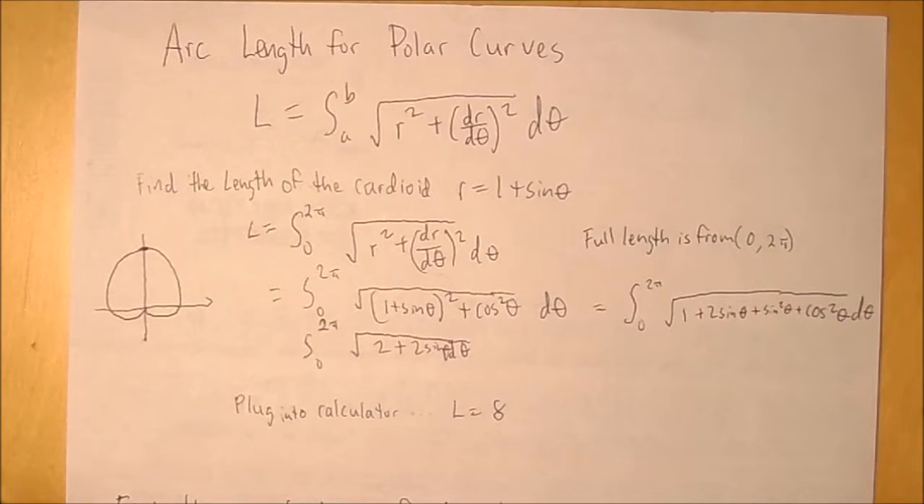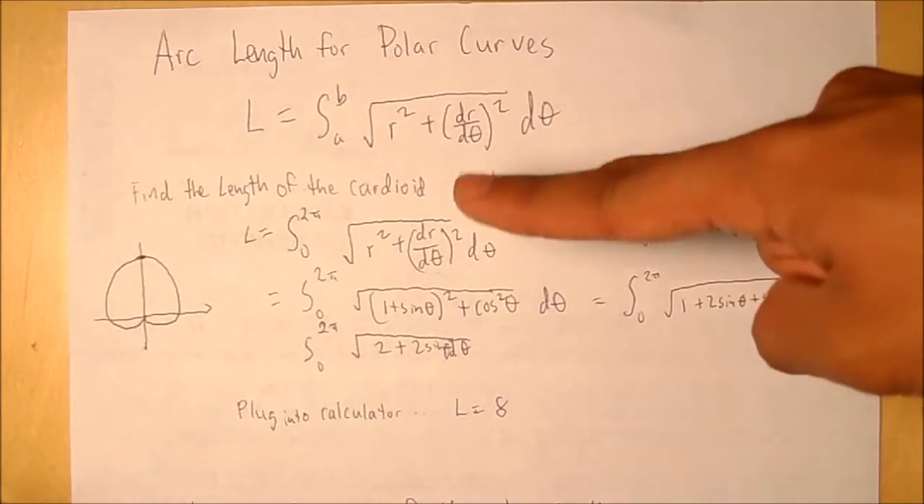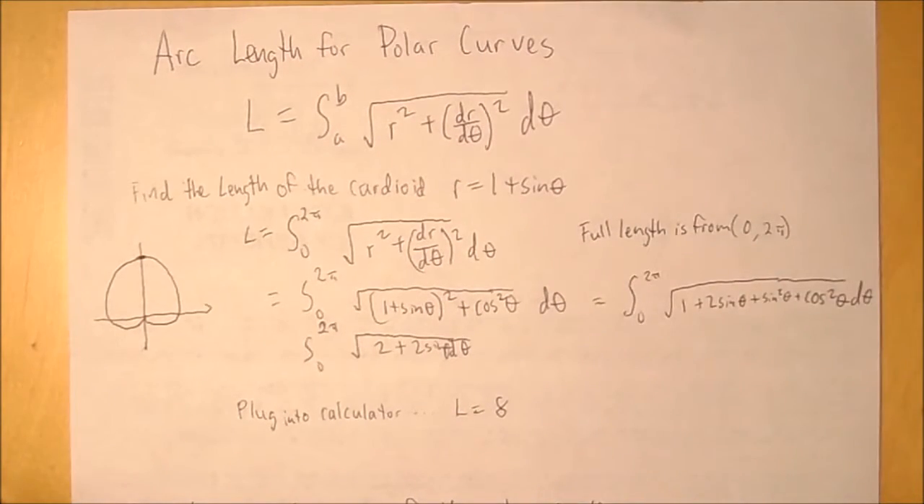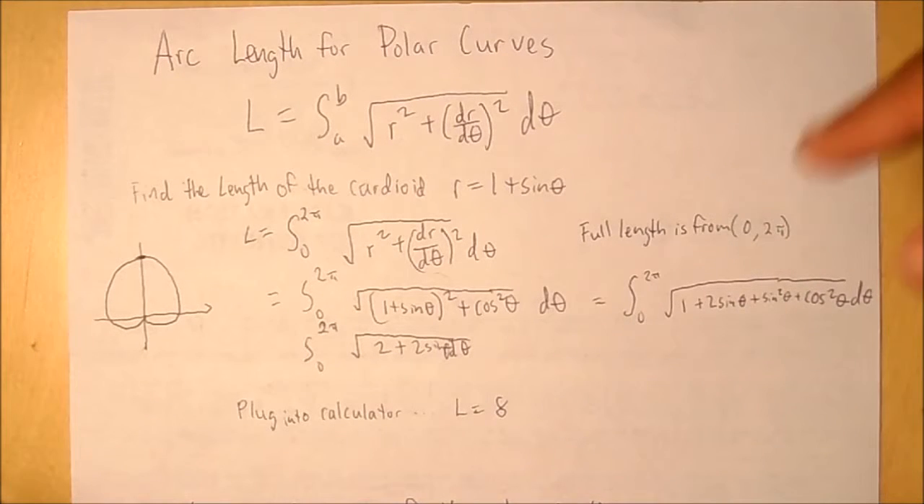Okay, moving on to the formula for the arc length for polar curves. Right off the bat, you'll notice that the formula is pretty much the same, except instead of 1, you have an r squared. The derivative squared is still the same thing, except you're doing it with respect to theta, and it's dr over d theta instead of dy over dx. Move on to an example.